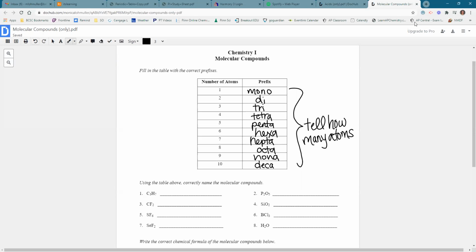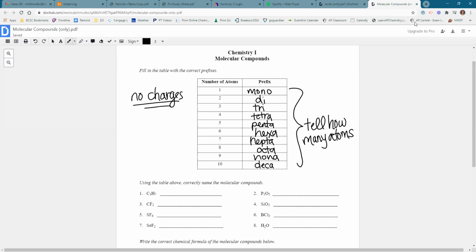Okay, Britt, I will go back to the naming acids after I talk about this paper. So with the molecular compounds, there are no charges involved. It's really straightforward.